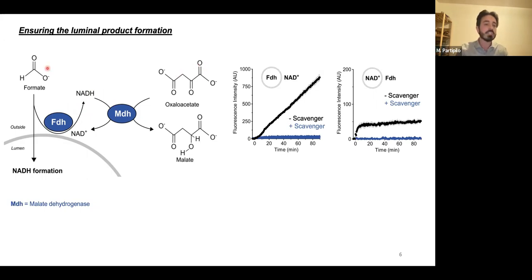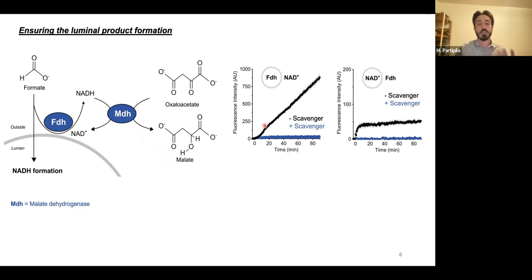Now, in the scenario in which we had our formate and we have some protein or some cofactor still sticking on the outside, we will have NADH form on the outside of our vesicles. But because of the action of our scavenger system, MDH and oxaloacetate, what we will have is immediate reoxidation of NADH into NAD+ with the concomitant reduction of oxaloacetate into malate.